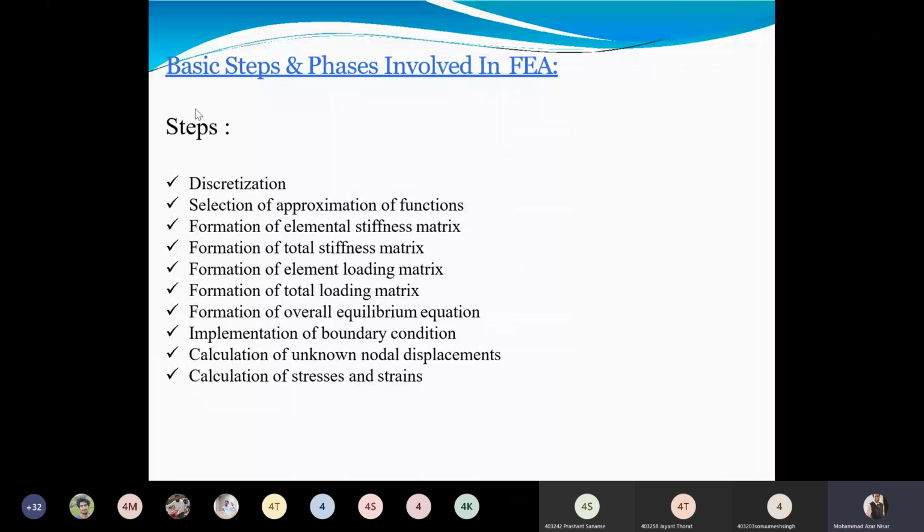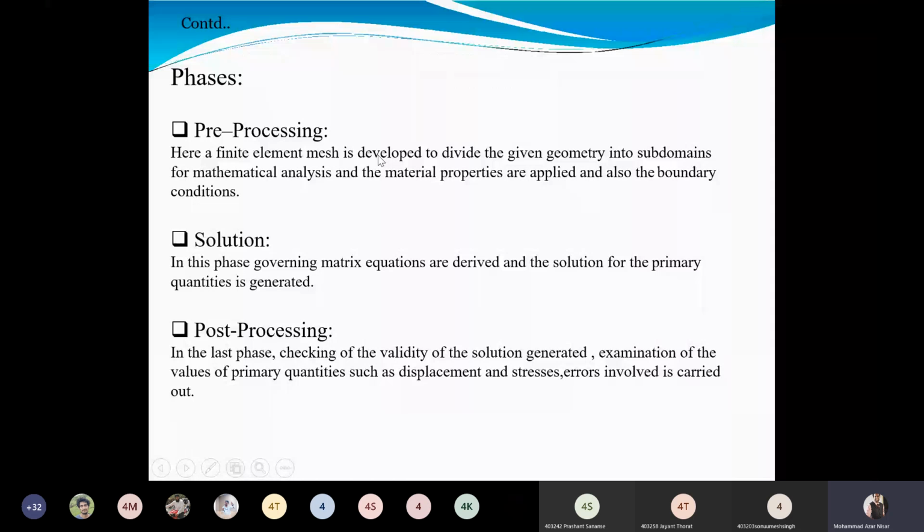So in this, the first step, discretization through the boundary conditions, is pre-processing, and then solving will be there. The main FEA system has pre-processing, then solving, and post-processing. In post-processing, we get the results from it. Pre-processing is in which we can do the meshing and give the boundary conditions to our problem, then we solve the solution in the second phase of FE. In this phase, governing matrices are derived and the solution for the primary quantity is generated.